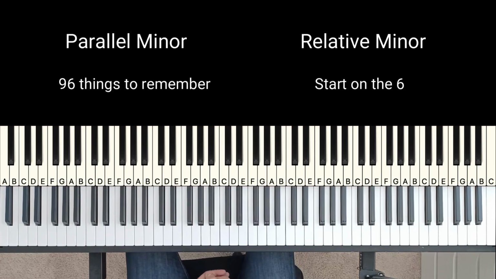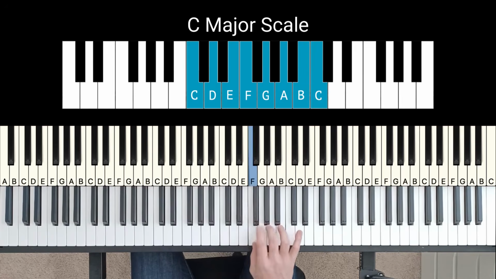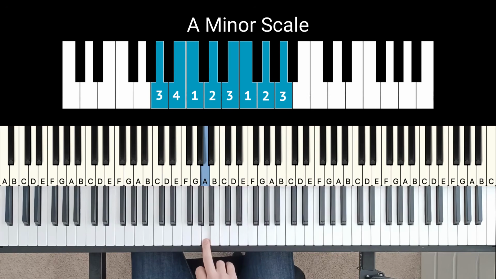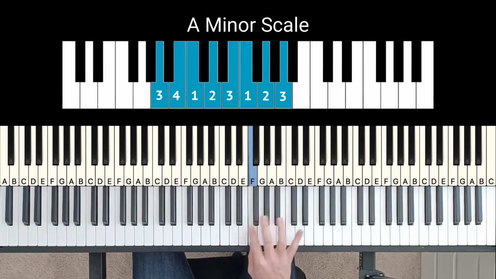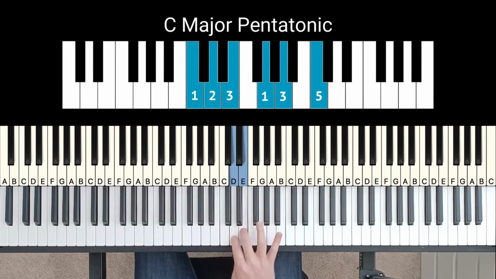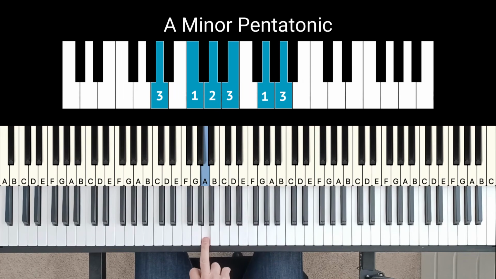And so to find the 6, I just count down 3 half steps. So if I'm going to do a C major scale, that's my 1, and then I count down 3 half steps. So 1, 2, 3. So that's my A minor scale. It's the same notes and it's the same finger pattern. I'm just starting on my 3rd and ending on my 3rd. Same thing for the pentatonic. I move down 3 half steps, and there's my starting point for my relative minor.